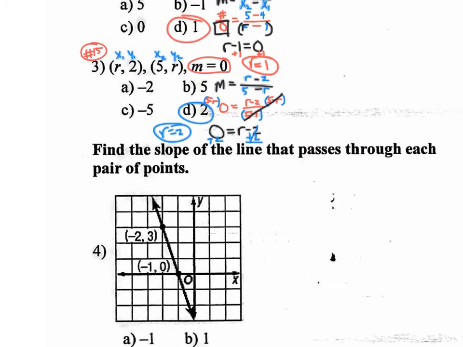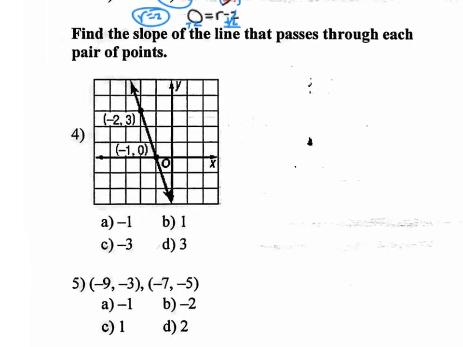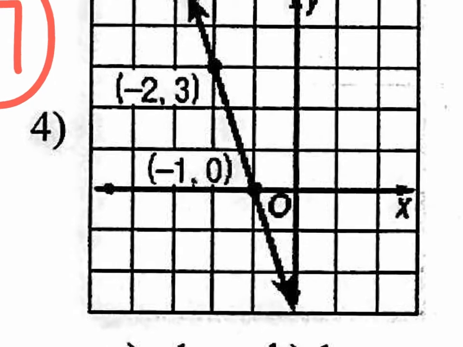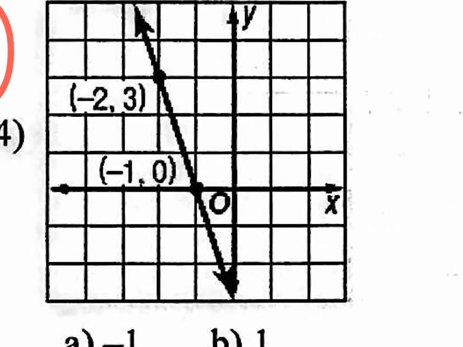Moving on to number 4 on version A. This is number 7 on version B. And all we have to do is find the slope. Now, we could use the slope formula, but honestly that would be a waste of time. All we have to do is recognize that slope is really rise over run.